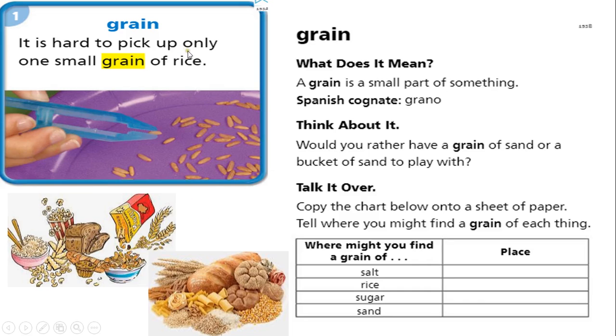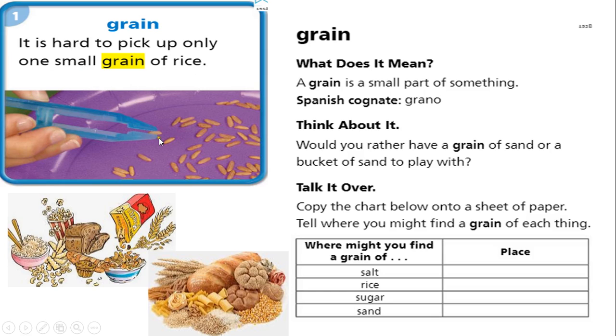So the first word that we will be learning about is grain. Grain. Please, whenever I say the new word, you have to repeat it after me. Please say grain. What is a grain? A grain is a small part of something. And the Spanish cognate of it is grano. The Spanish cognate as in the same word in the Spanish language. It is grano. So grain, it is hard to pick up only one small grain of rice.